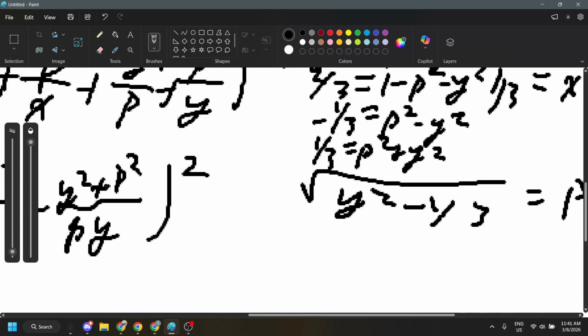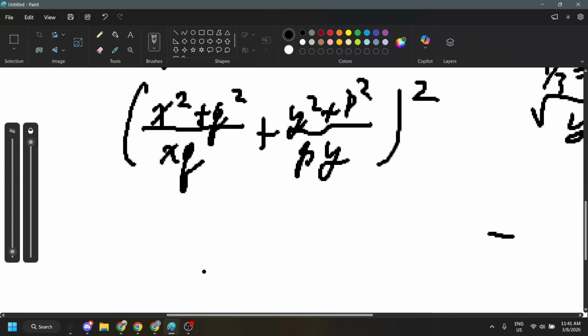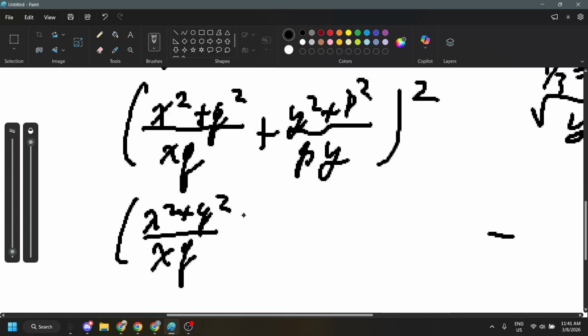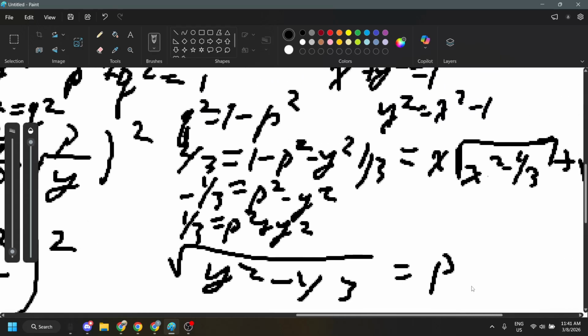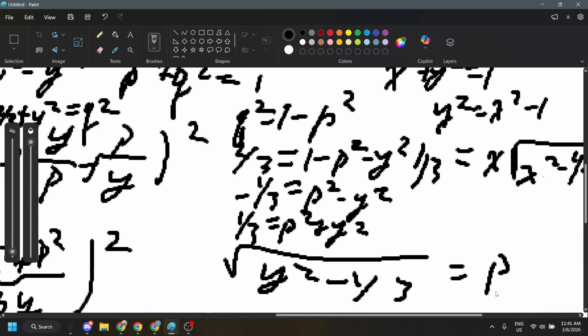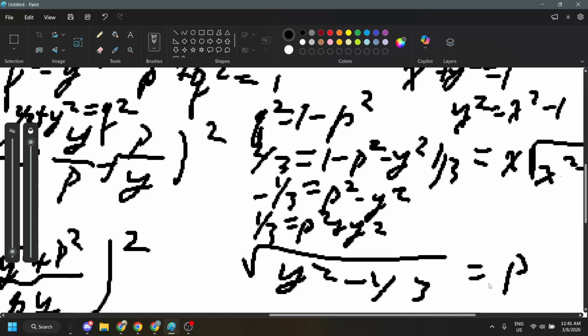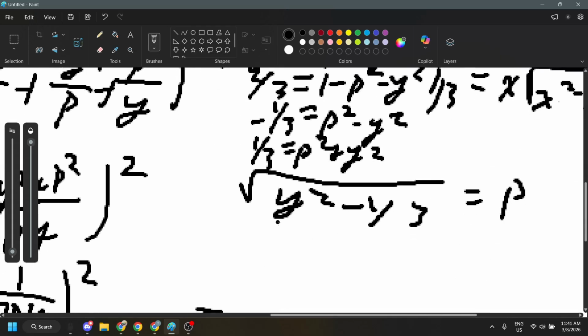Oh my gosh, look at that. We know that's 1/3. We're already a good amount of the way there. We have that. X squared plus q squared over xq plus 1/3 py squared. Oh my gosh. Okay, now we just need to find the rest. Px squared plus q squared. And we pretty much already have that.